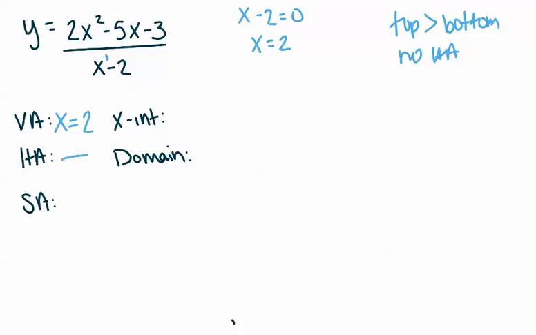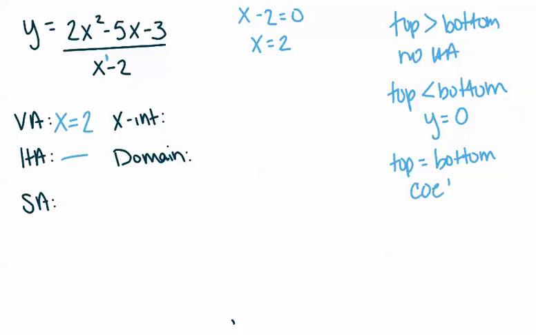If the top degree is less than the bottom degree, your horizontal asymptote is y equals 0. And if the top degree equals the bottom degree, that's when you took the coefficients. So just something to keep in mind as you're working through your reviews.